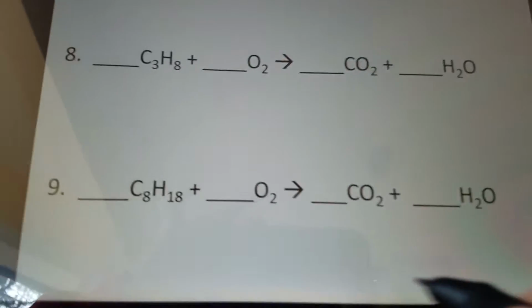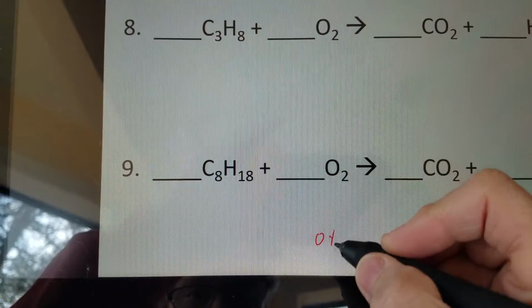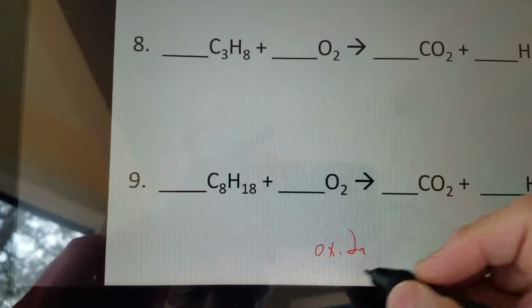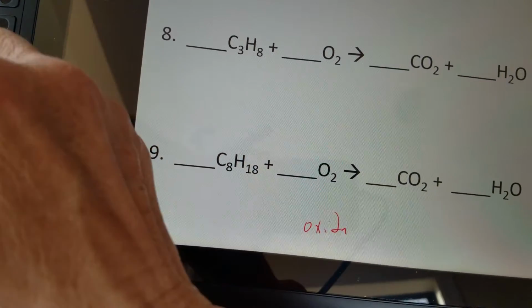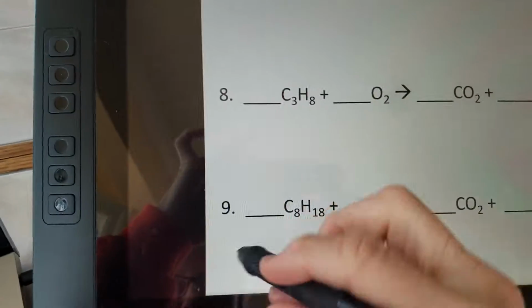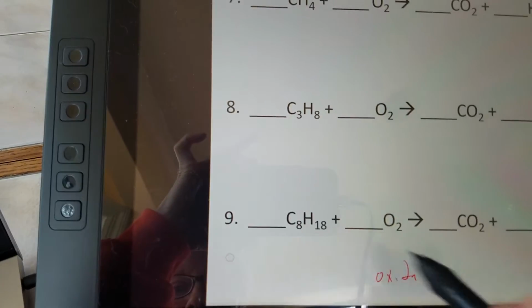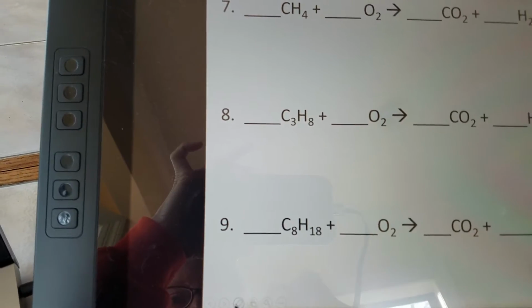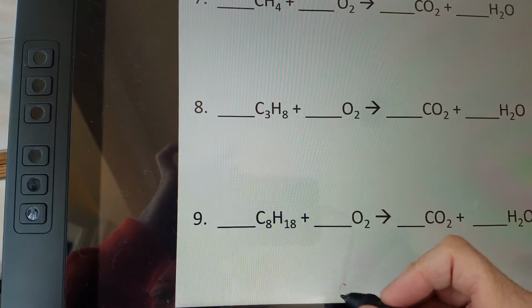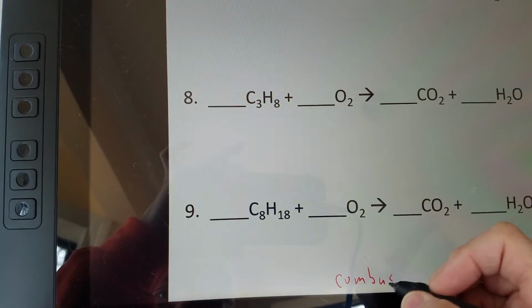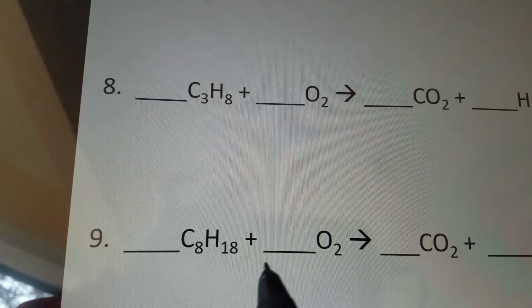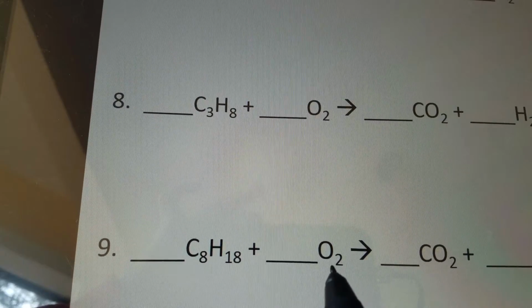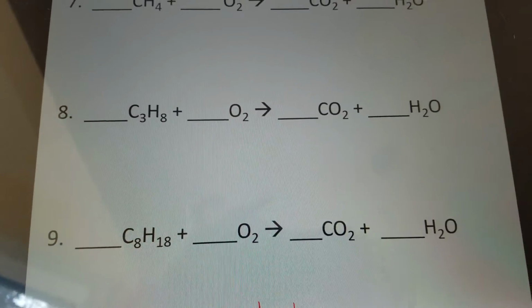This is a special kind of reaction that's called an oxidation reaction. Excuse me, it's called a combustion reaction. I messed up there. So this is a combustion reaction. And we'll be looking at these in a little bit, but combustion reactions typically are going to have some kind of an organic compound reacting with oxygen, and your products are going to be carbon dioxide and water.